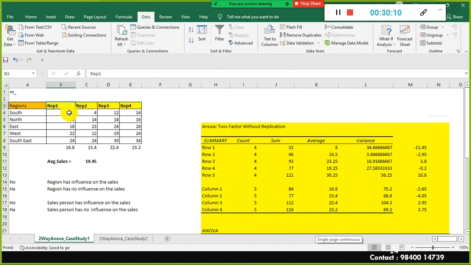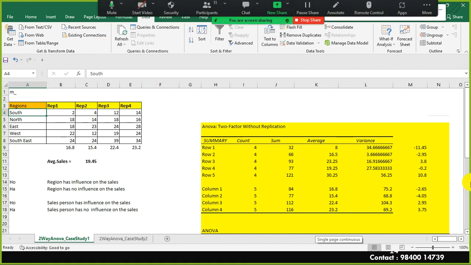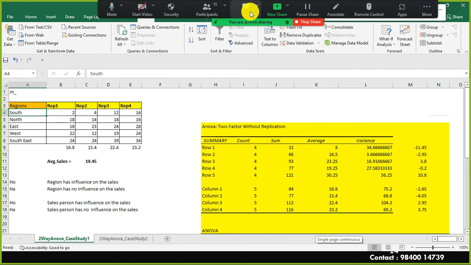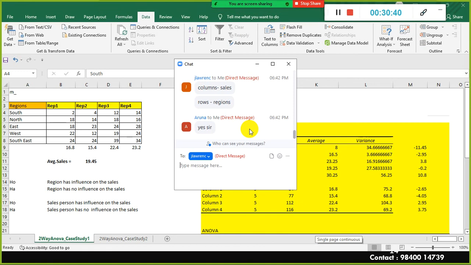But in that case, what we are trying to do is test whether, because of the Andhra Pradesh state, we are selling more pickle, or whether it is because of the salesperson that we are able to sell more pickles in that region. Whether Andhra Pradesh has any influence on the pickle, or the salesperson has any influence on the sales. Are you able to understand or not? I don't know. That is what we are trying to test now.